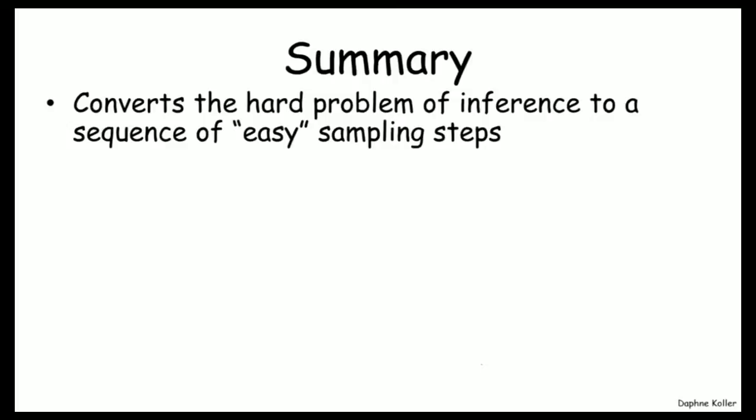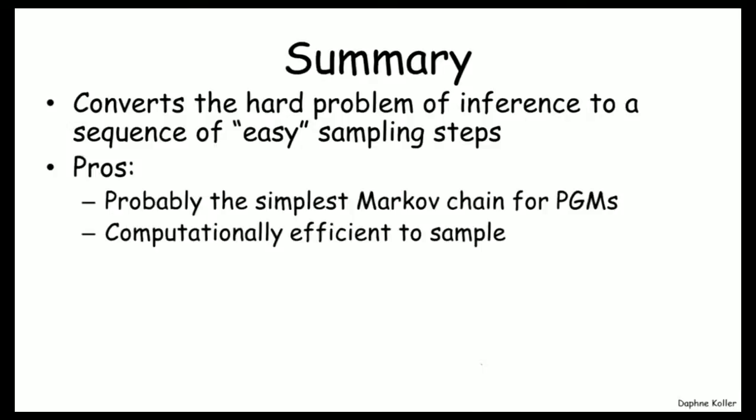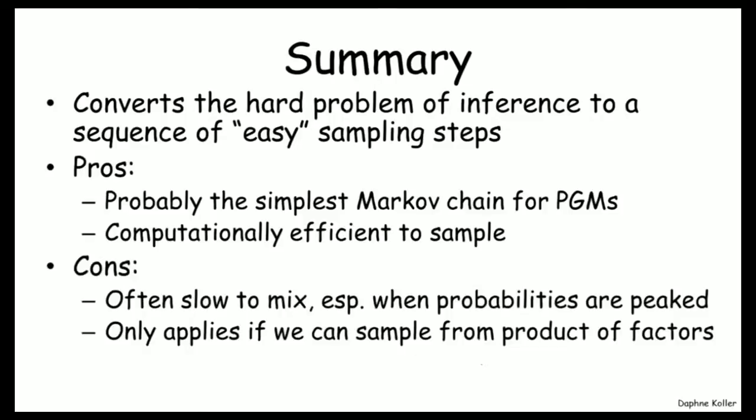So to summarize, what Gibbs sampling does is it takes the very challenging problem of inference in a Gibbs distribution and converts it to a sequence of easy sampling steps, where each sampling step samples one variable given all of the others. This method has the advantage that it's probably the simplest Markov chain for probabilistic graphical models, and it's very efficient to compute each of the different steps. The cons are that it is very slow to mix when the probabilities are peaked and variables are very highly correlated. And it's only applicable in cases where we can sample from a product of factors.